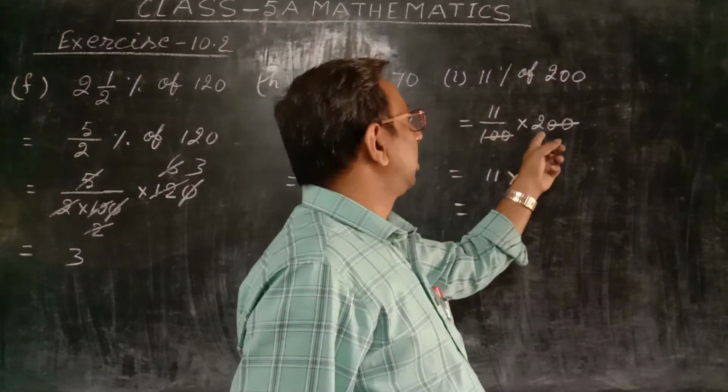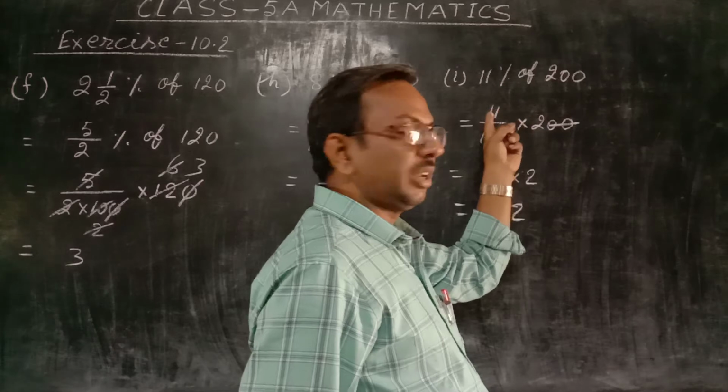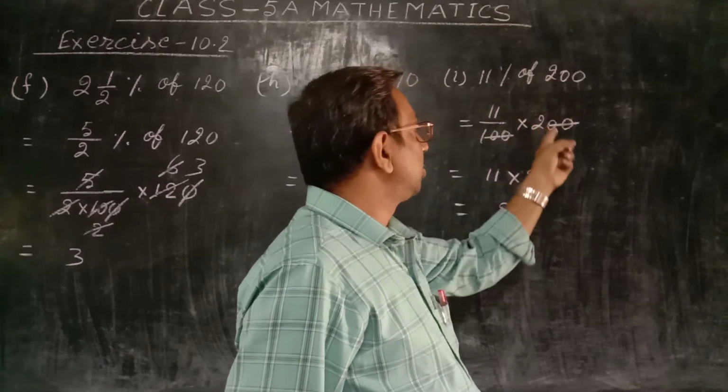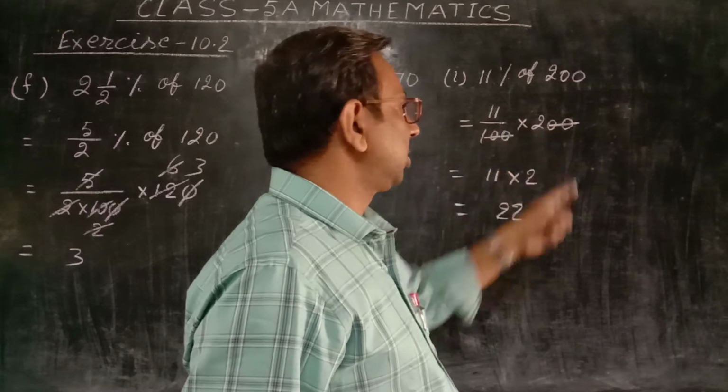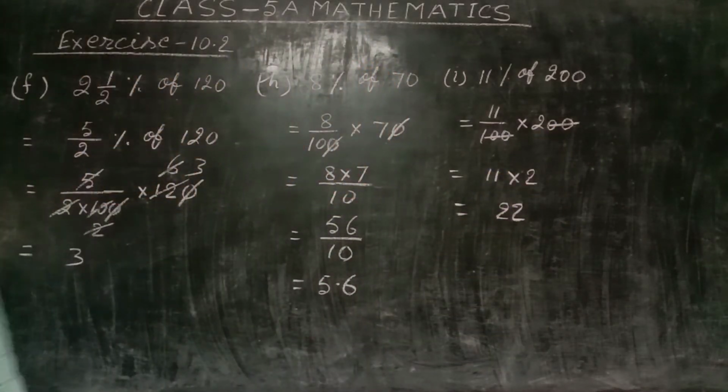Next, this is 11% of 200. For the omission of percent, I shall write here 11 by 100. This of means into, and this is 200. Now this double zero cancelled. 11 into 2, that is equal to 22.